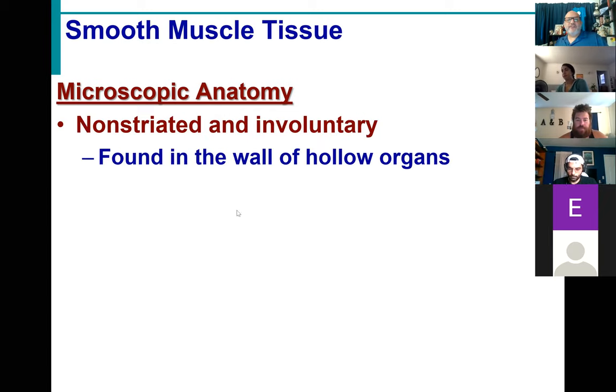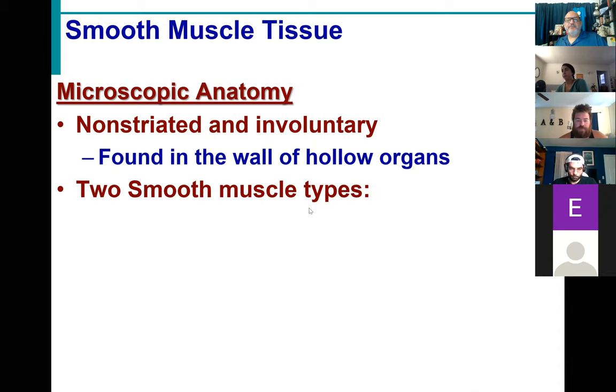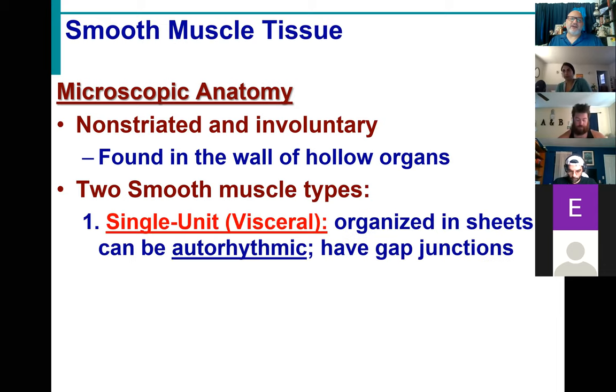Again, non-striated involuntary, found in the walls of hollow organs. And I won't save it till the end like we did with skeletal muscle. Just like there are three specific types of skeletal muscle, there are two specific types of smooth muscle. The two types are single unit or visceral. This is the type that is found in the walls of the hollow organs.